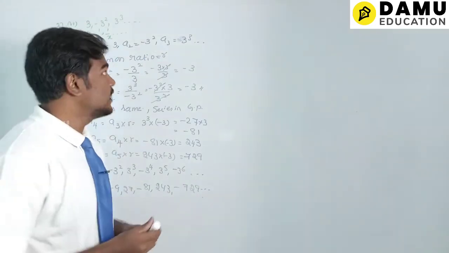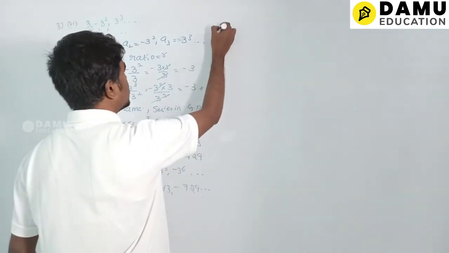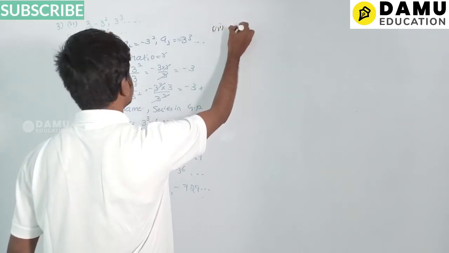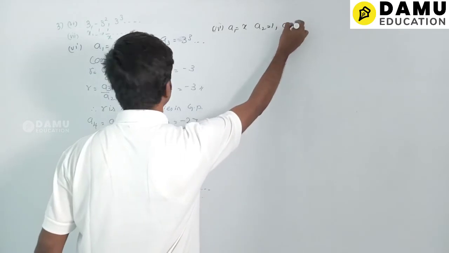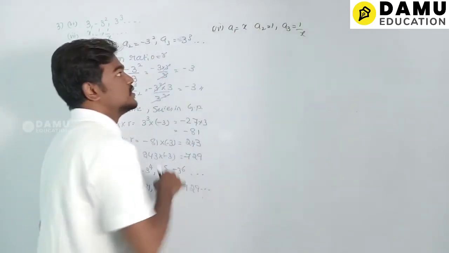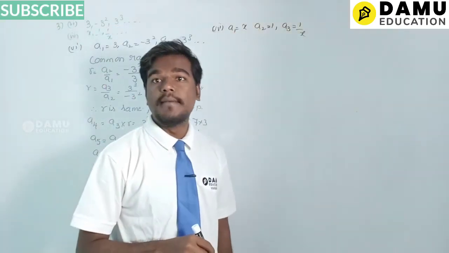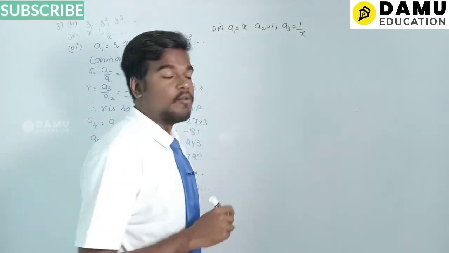Now we are going to check the seventh one. So the seventh one: A1 will be equal to x, then A2 will be equal to 1, then A3 will be equal to 1 by x. So now we have to check whether the common ratio is the same or not.